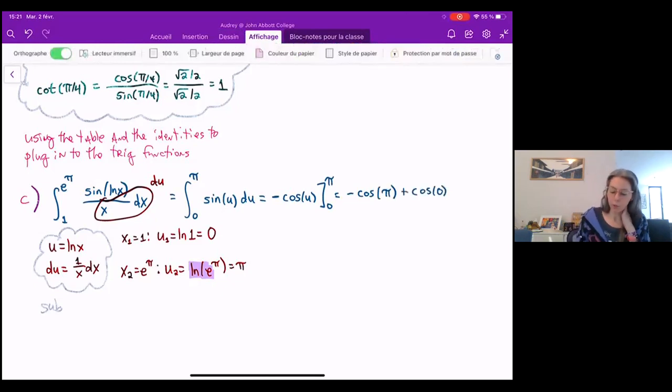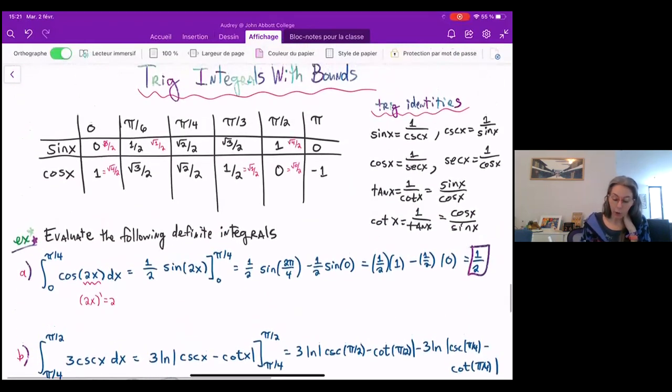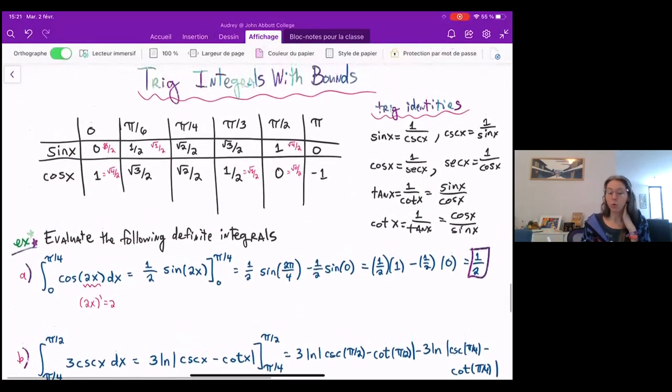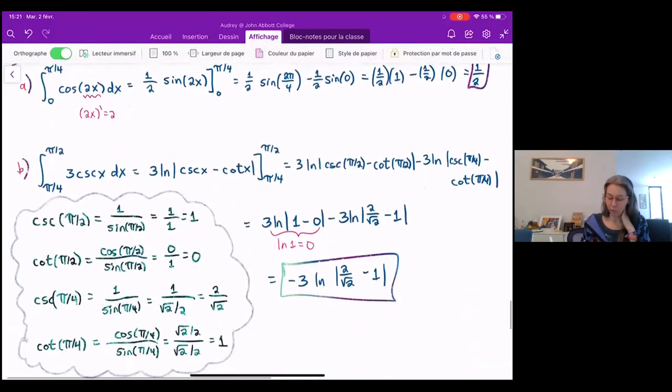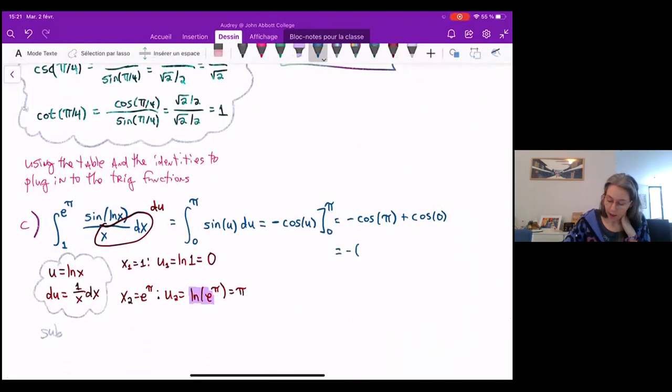So we can go back up to our table up here or use our calculator. Cosine of 0 is 1 and cosine of pi is -1. So this becomes then -1 plus 1 for a final answer here of 2.